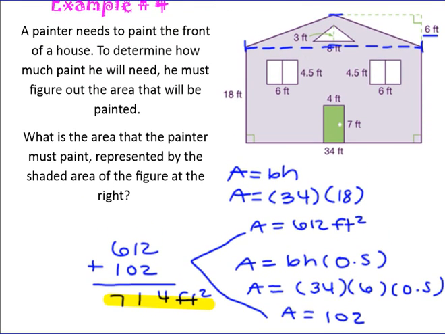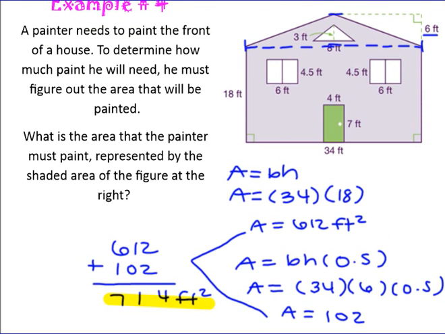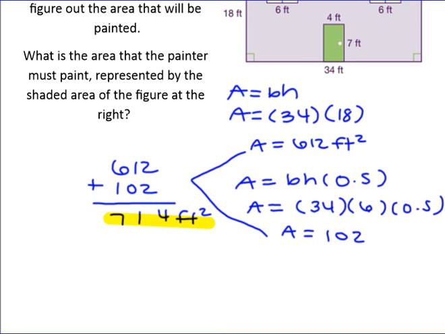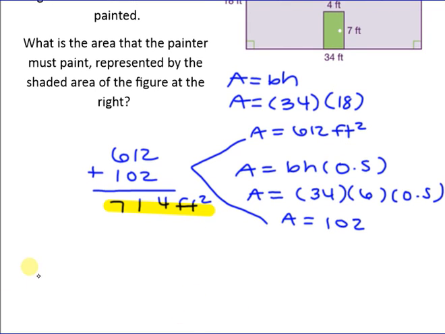Okay? Now what we need to do is take out the windows and the doors. So let's go ahead and figure those out. Let's do the door first. So the door is a rectangle. Area equals base times height. Area equals, so the base of the door is 4, and the height of the door is 7. 4 times 7 is 28.